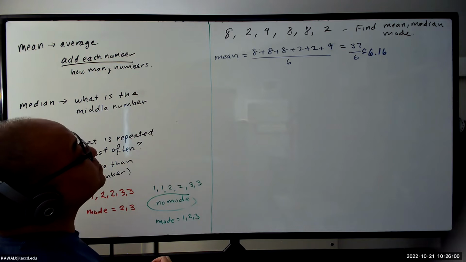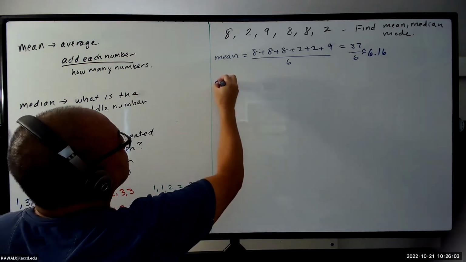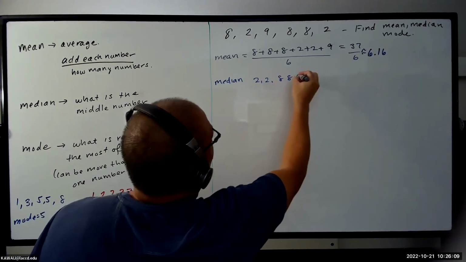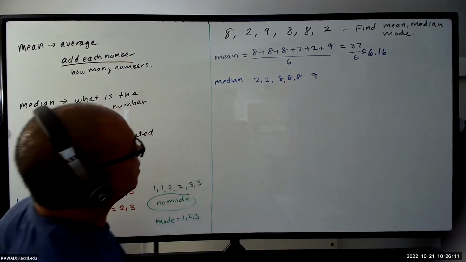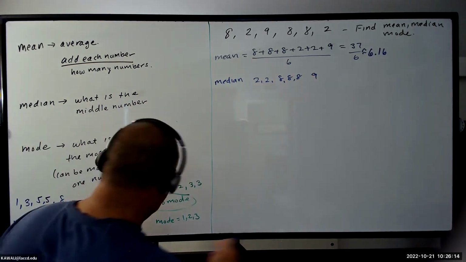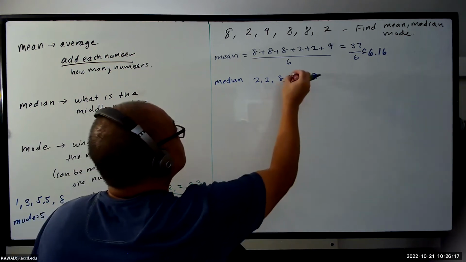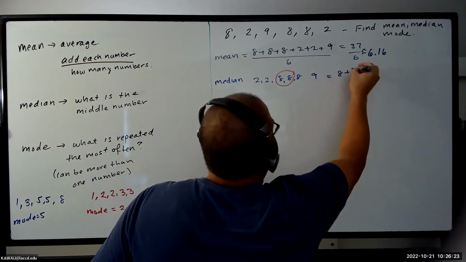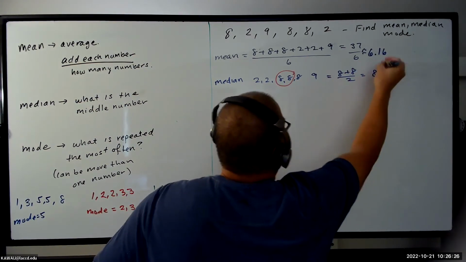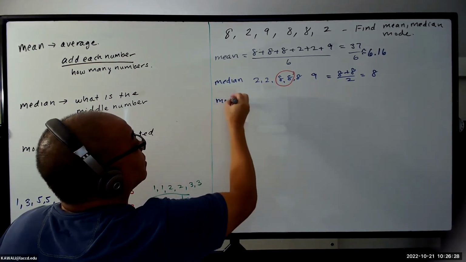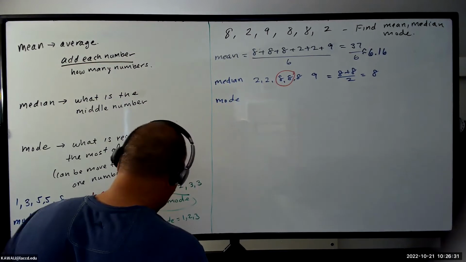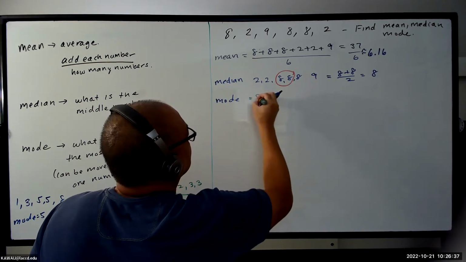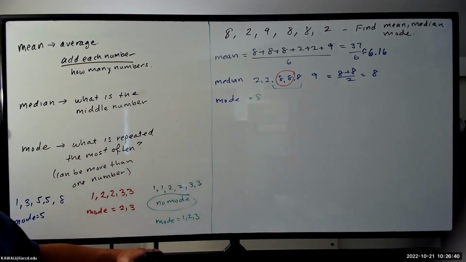Let's do the median. Let's sort it, and we'll take the middle two numbers. And then we'll go 8 plus 8 divided by 2 is equal to 8. And then the mode is 8. That's the one that we have the most often.